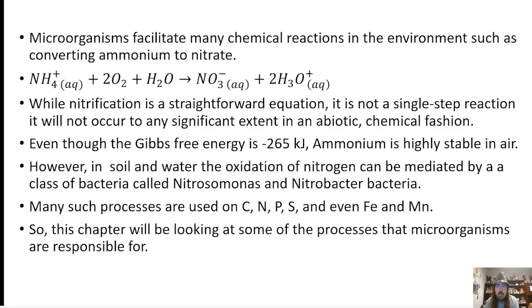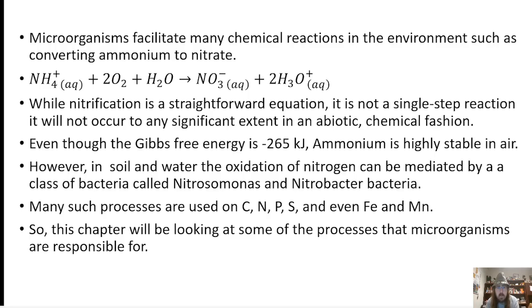So when we talk about microorganisms, they will do a lot of different chemical reactions, such as converting ammonium to nitrate, which is a very important process. It uses oxygen and produces some acid. This nitrification is a rather straightforward equation. However, this equation, as simple as it looks, is not a single-step reaction, and without microorganisms, it will not occur to any significant extent in an abiotic chemical fashion.